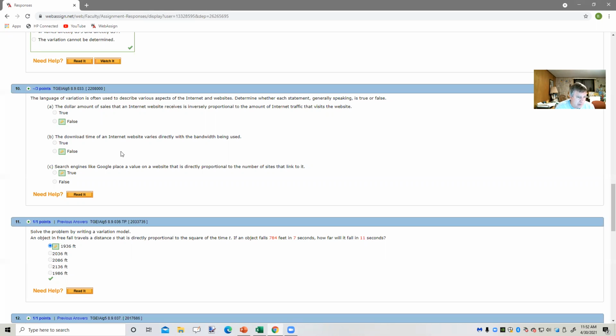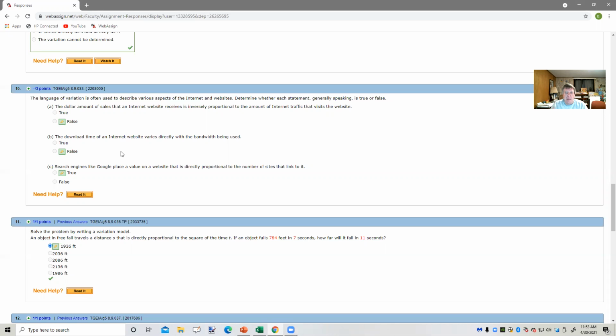The download time of an internet website varies directly with the bandwidth being used. So if you increase the bandwidth, does it increase the time it takes to download? What is bandwidth? I am by no means an internet expert, but think of it this way. Instead of information traveling through a bandwidth, think of water traveling through a pipe. The bigger the pipe, the more water can travel through it at a given time. Does that make sense?